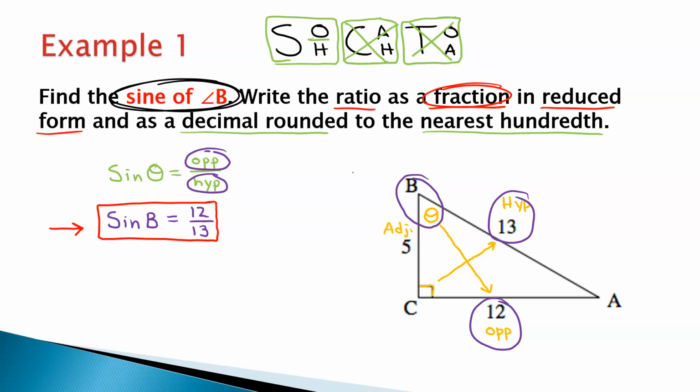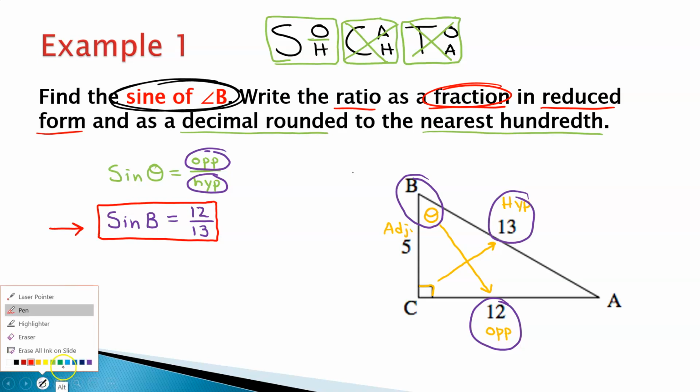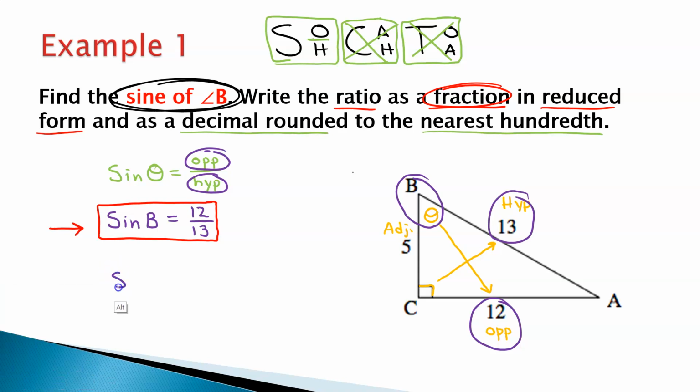All I need you to do, guys, is divide 12 by 13. What is 12 divided by 13? Let me get my calculator out. I'm going to rewrite the other answer that I'm looking for. Sine of B, that stays the same. That is equal to, what's 12 divided by 13?